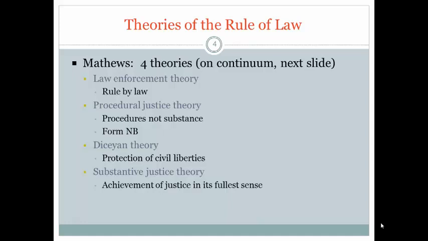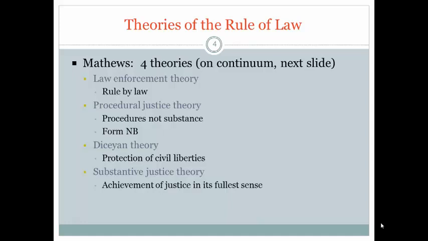The second theory is the procedural justice theory, and in this theory the focus is set on procedures rather than substance. So I don't care what the law says. I simply say, did the law come into existence in accordance with the acceptable procedures? And if so, yes, then there is compliance with the rule of law.